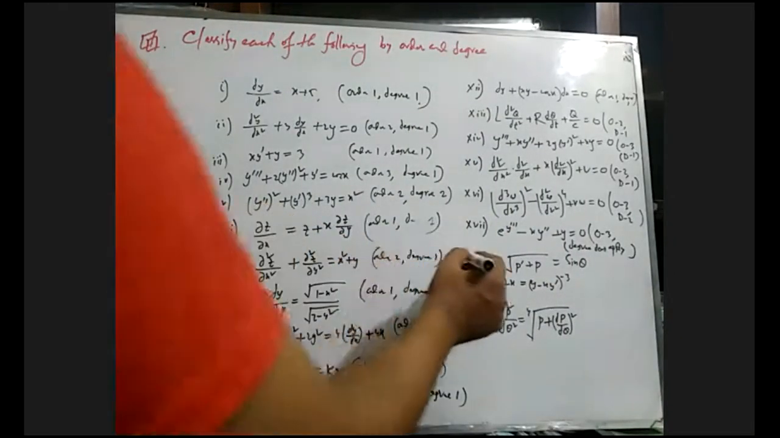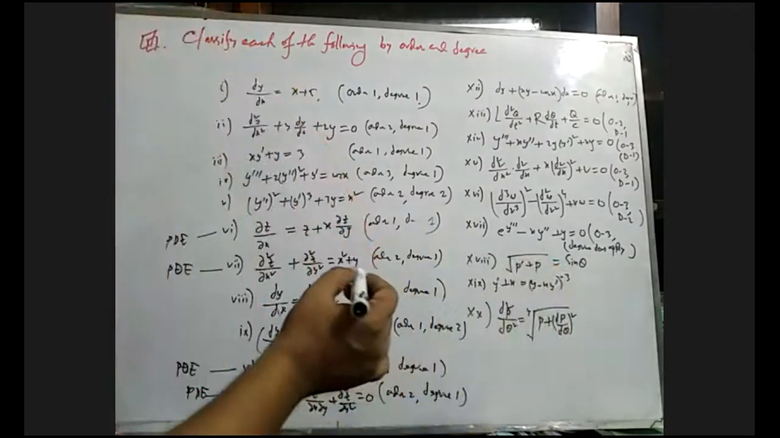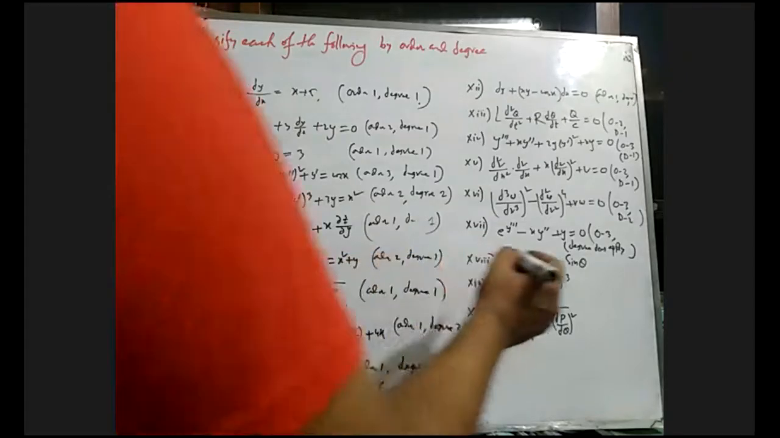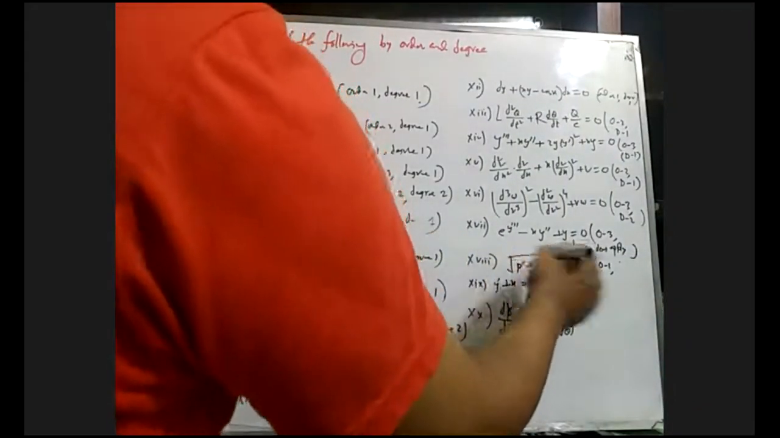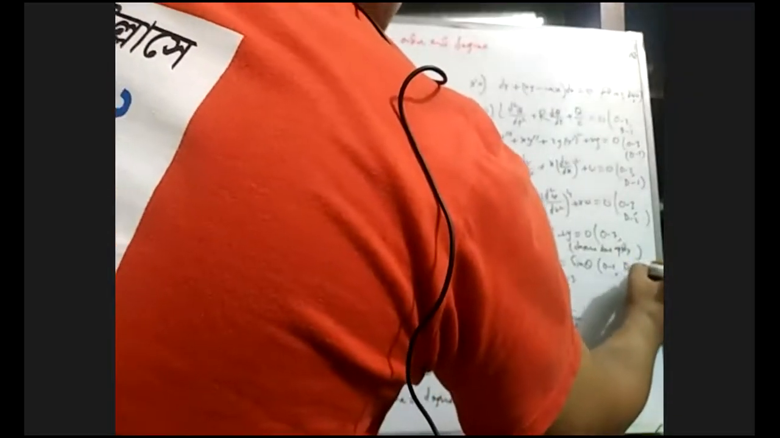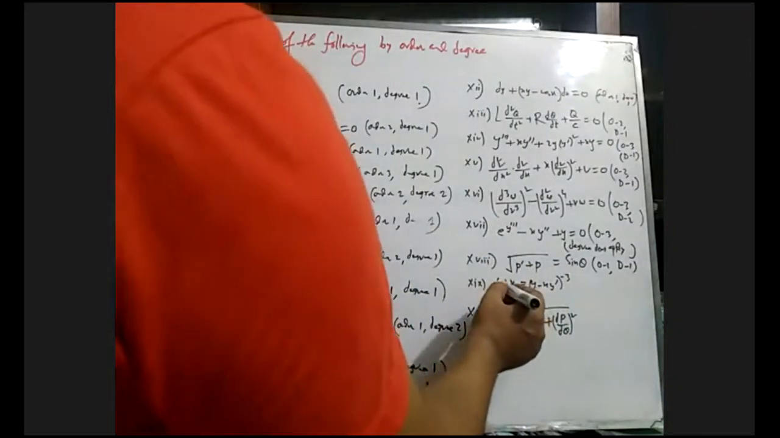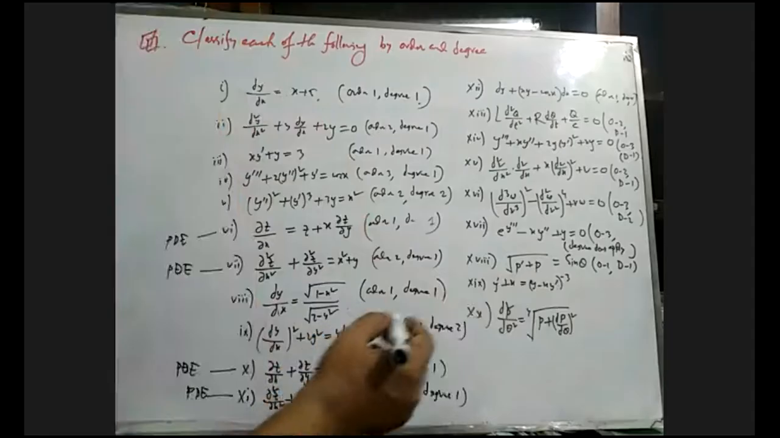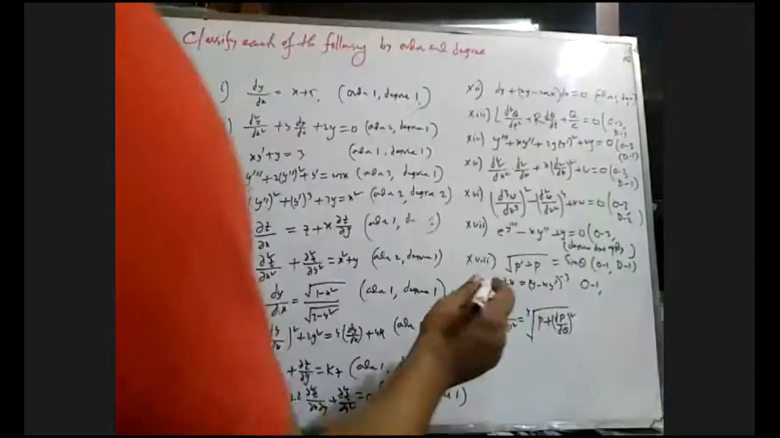Now 18, number 1, highest derivative, single derivative. So order 1 and degree also 1, because if we square both sides, then we get the highest power 1. So degree also 1. Now 19th equation, highest derivative 1. So order 1, and degree will be, highest power.